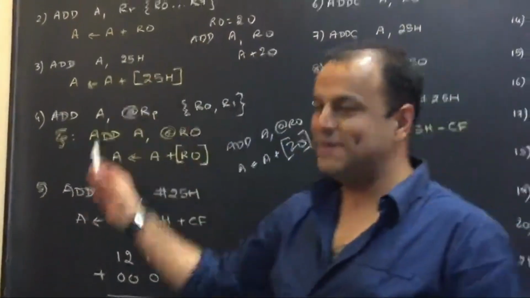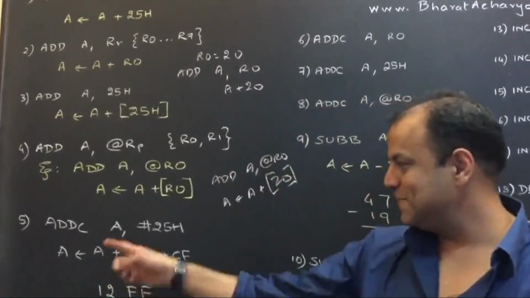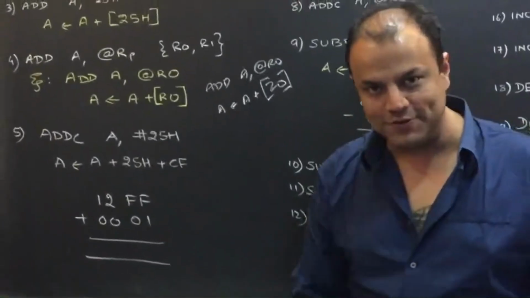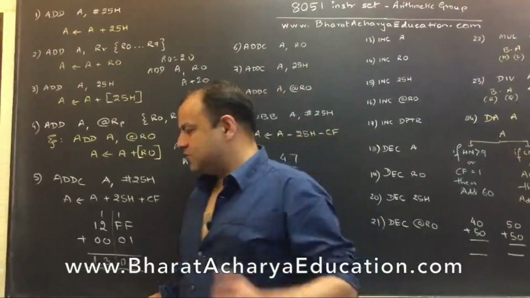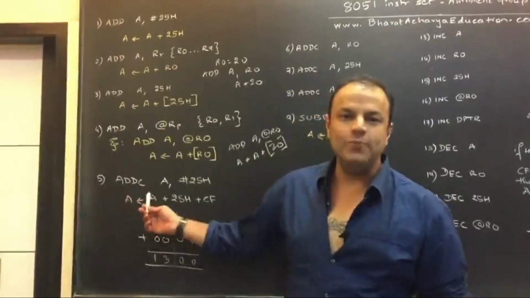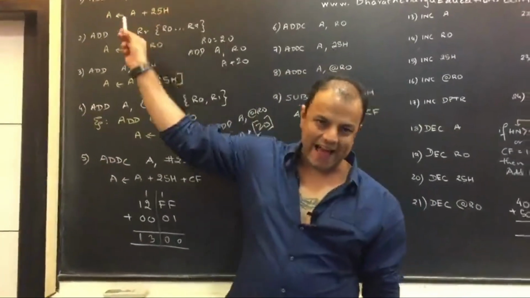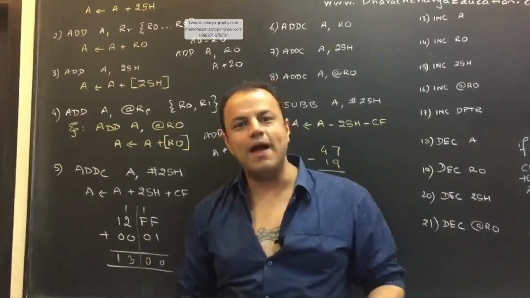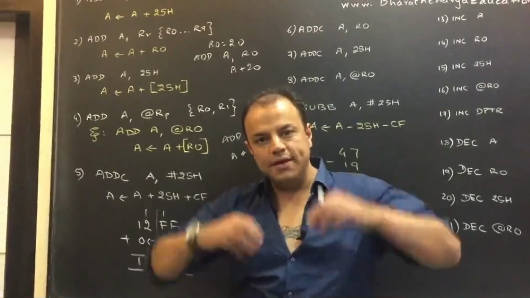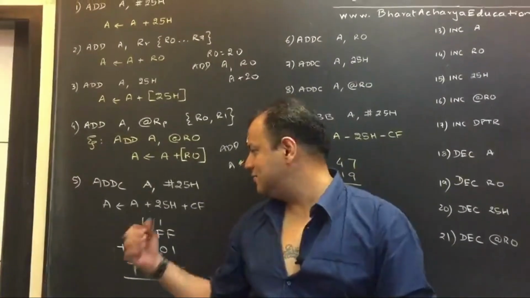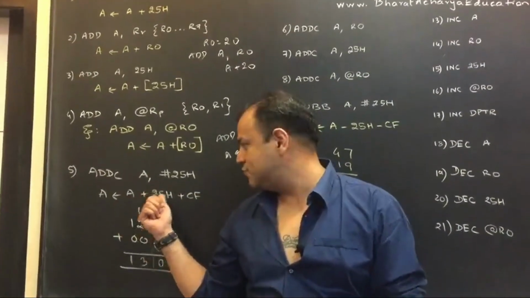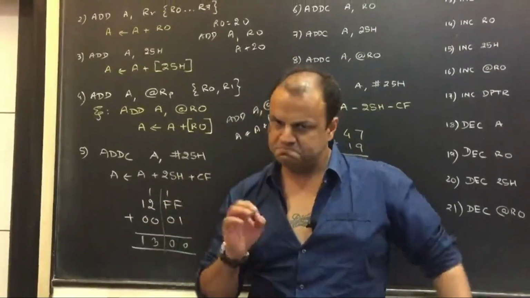Now, those were your basic forms of add instruction. I hope you understood that. Okay, so next instruction, add with carry. So that is add. This is add with carry. Now, when you do add with carry, you're not only adding 2 numbers, you're also adding the value of carry flag. A plus 25 plus carry flag.